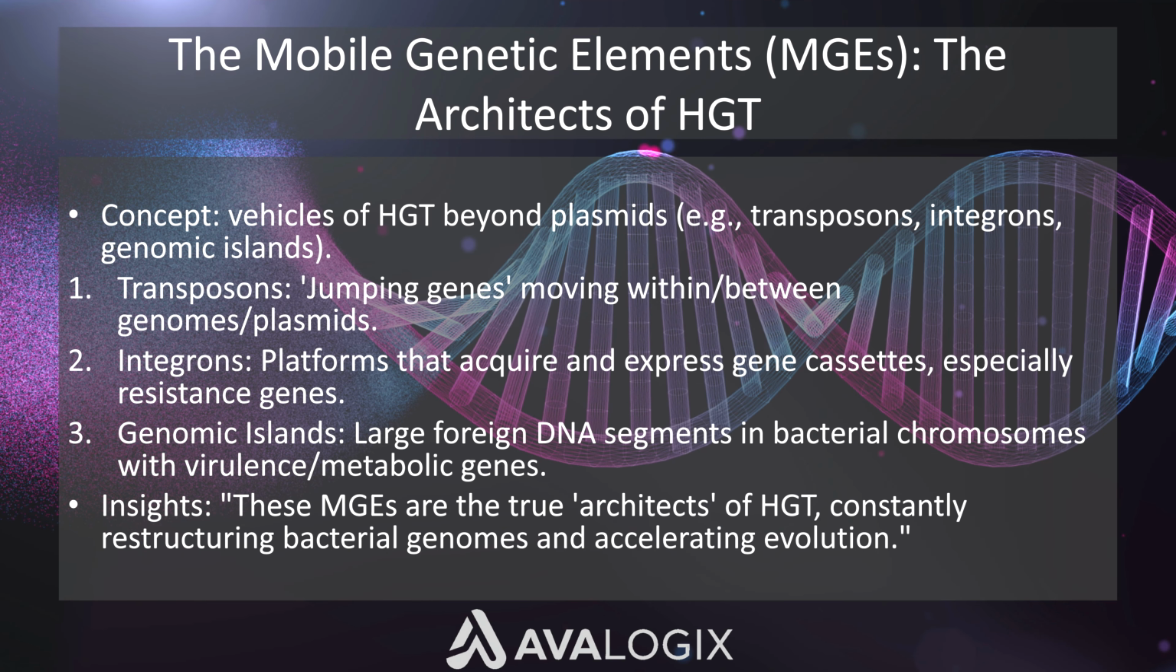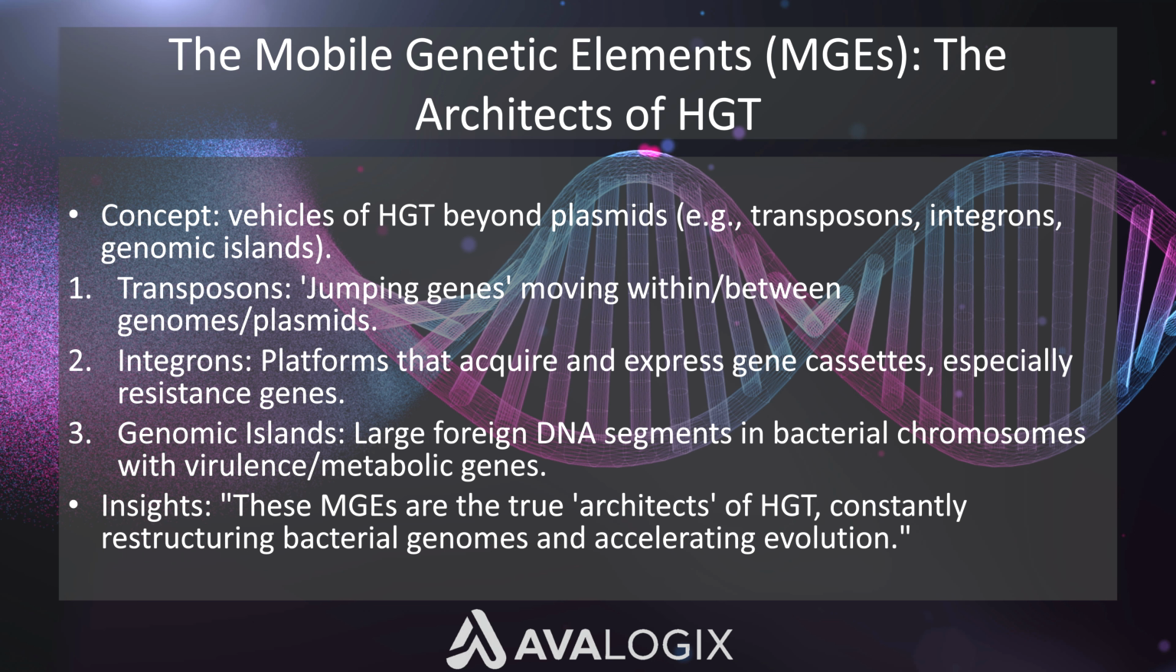While we've covered the mechanisms of horizontal gene transfer, HGT, how DNA moves, it's equally important to understand the vehicles that carry this DNA. These are called mobile genetic elements, MGEs, DNA segments capable of moving within or between genomes, driving bacterial evolution. Beyond conjugative plasmids, key MGEs include: first are the transposons, known as jumping genes.